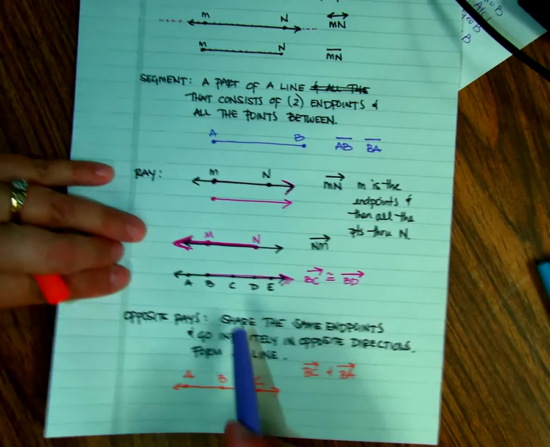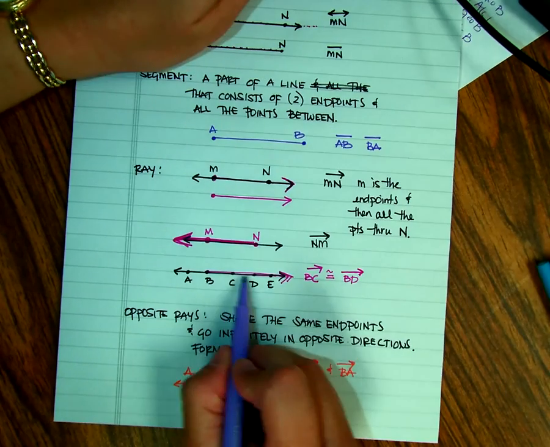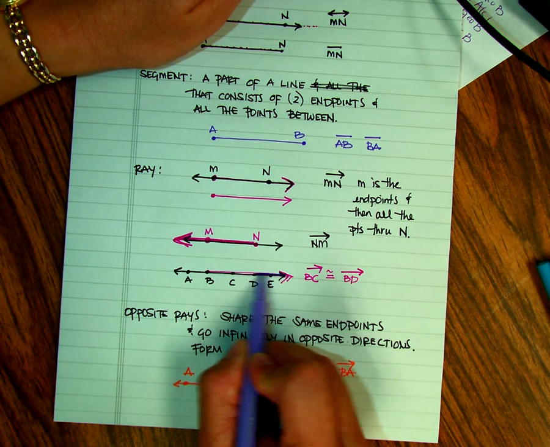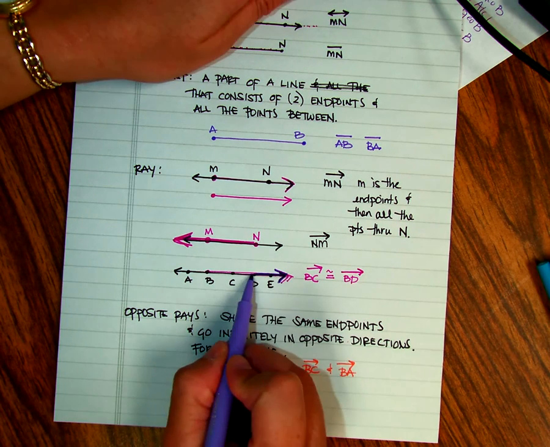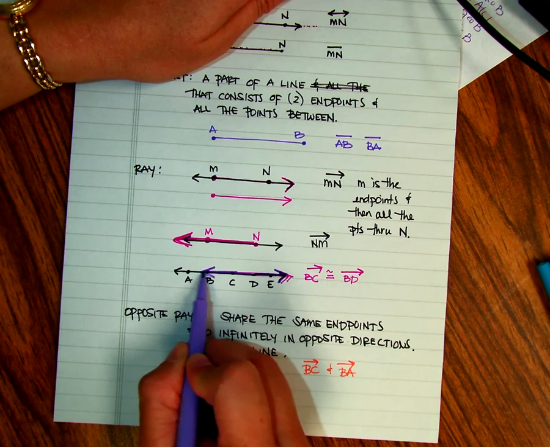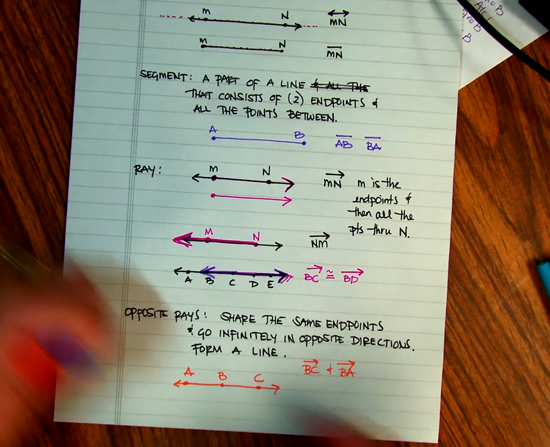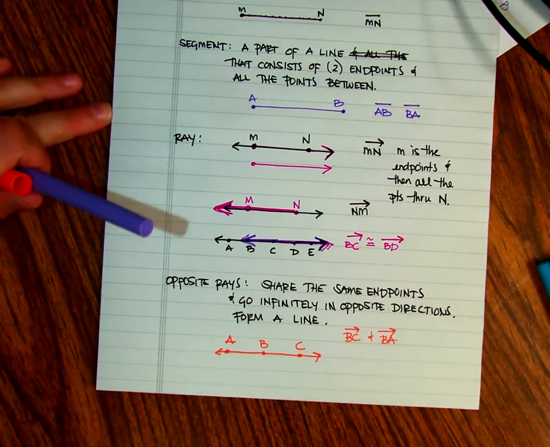So if we go up here to what we've already done, so ray DE and ray DB share the same endpoint and go in opposite directions. And that concludes video 2.